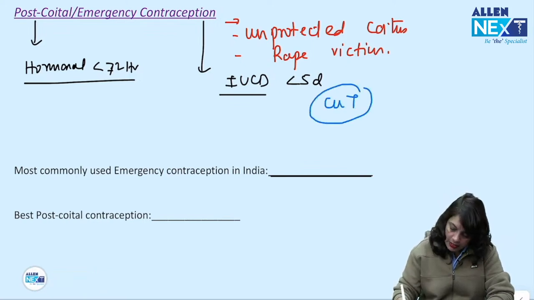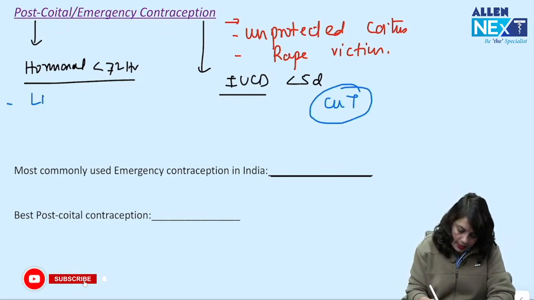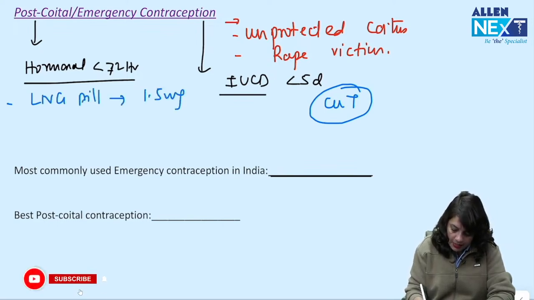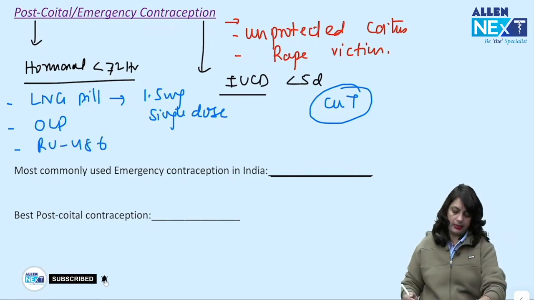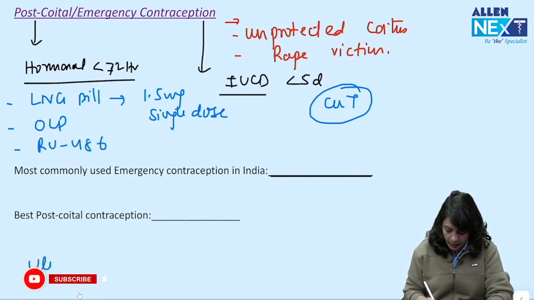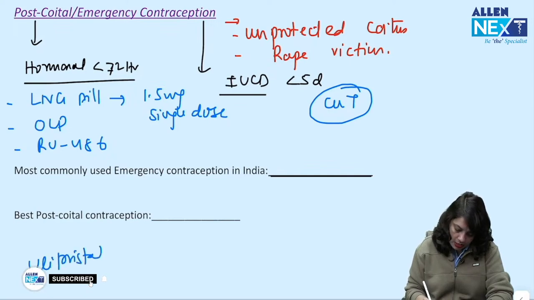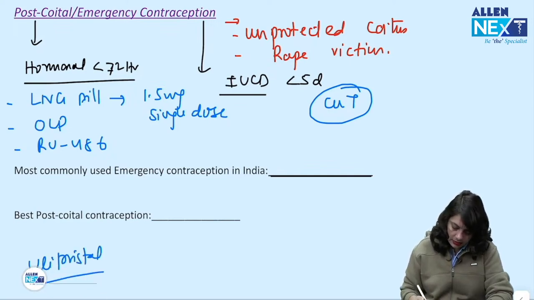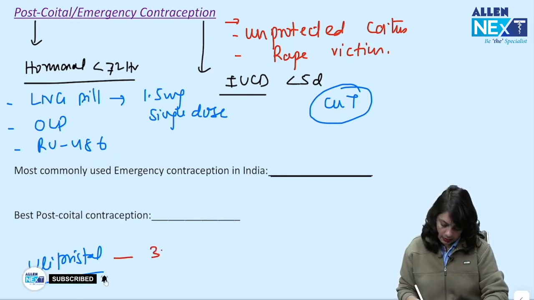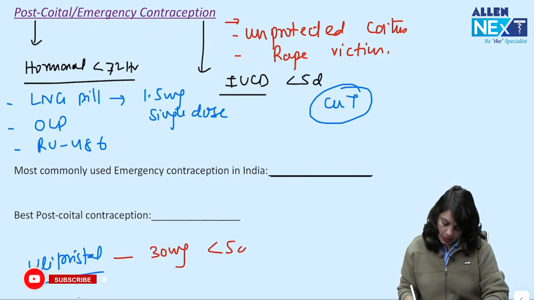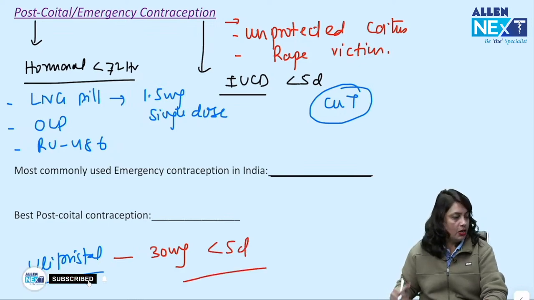IUCD में आता है copper T and hormonal में आता है LNG pill, which is 1.5 milligram single dose. Number 2 OCPs, number 3 RU 486, and ulipristal भी है, but ulipristal is not available in India. That is a selective progesterone receptor modulator. Dose is 30 milligram, to be given within 5 days of unprotected coitus.